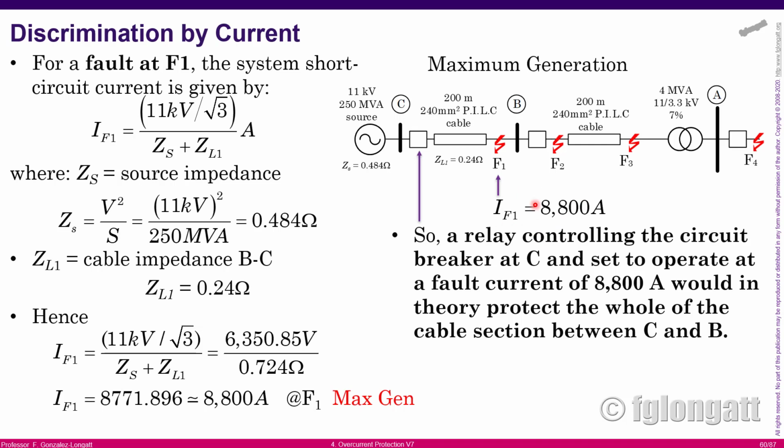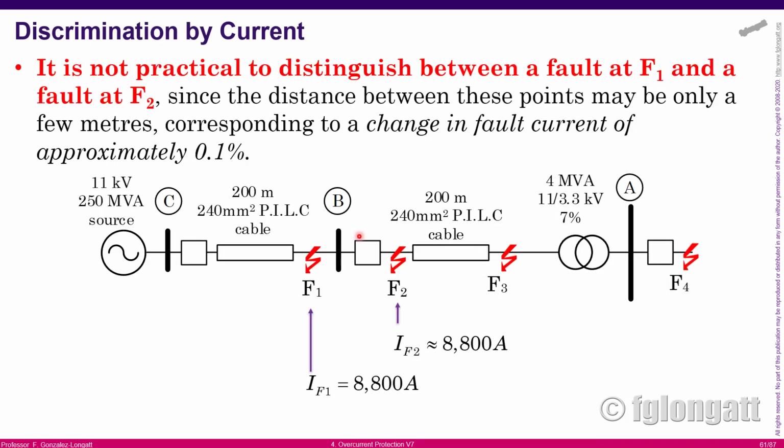8.8 kiloamps, okay? That means that if we put here an overcurrent relay, that overcurrent relay must have a setting that should be 8.8 kiloamps, okay? Because a fault here represents a fault in this cable, and as a consequence, this circuit breaker must open, okay? However, what happens if we think about a fault at the location F2?